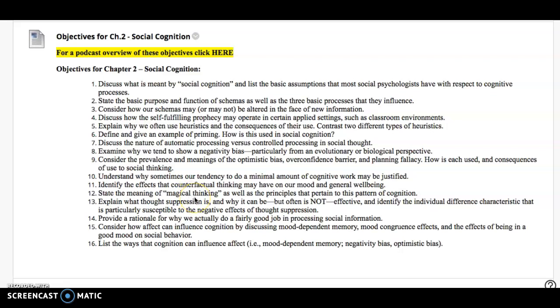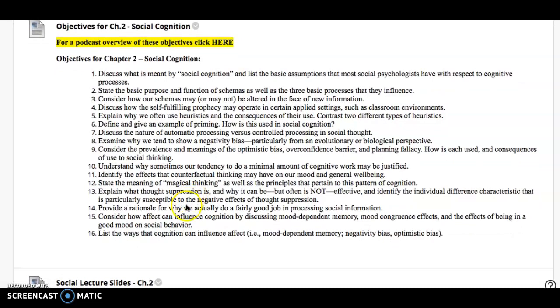Same thing with magical thinking. What is that? And what kind of principles are involved here when we talk about this pattern of cognition? Explain thought suppression. What does that mean when we say suppress your thoughts? Can you do that? Is it possible? How? Often it's not possible. Sometimes it is, sometimes it isn't. There's pros and cons of whether it can be effective.